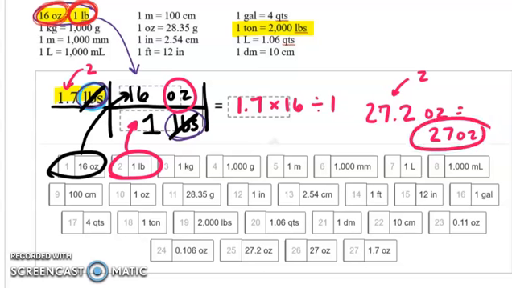I'm going to look through all of the answers down below for the one that says 27 ounces, and it's right here. That is what I would put. Whoops, that's what I put right there for my answer.